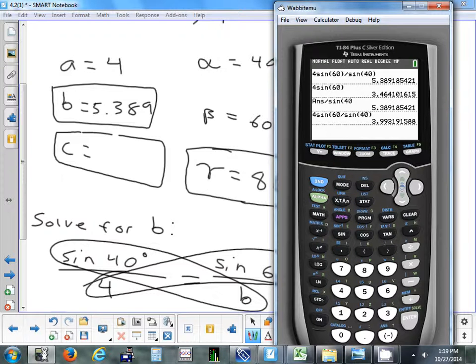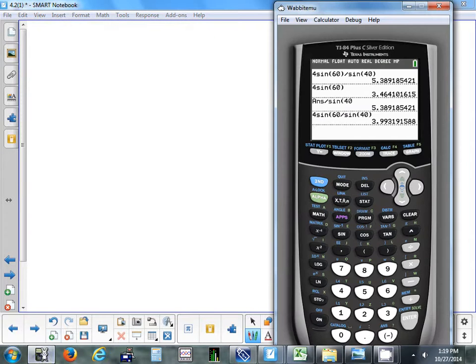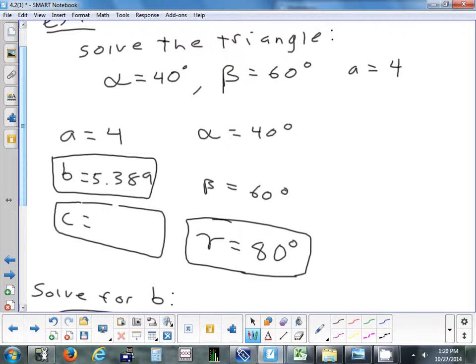No. Okay, what the calculator did there, let me show you what it did. It did 4 sine of 60 divided by sine of 40. That's what it just typed in, because you forgot that extra parenthesis, so it put everything inside the argument to the first sine function. So make sure you type it in and close your parenthesis. And that's B, 5.389.